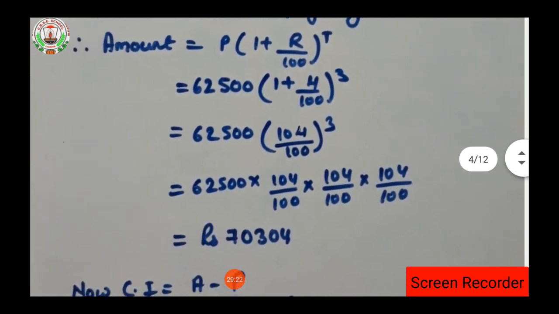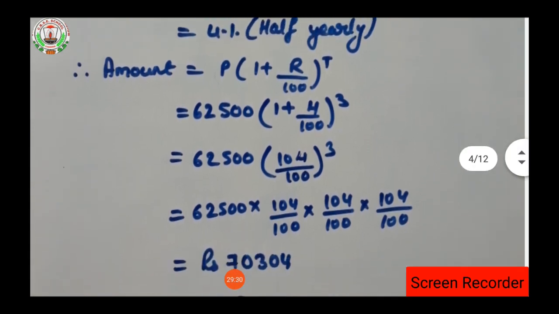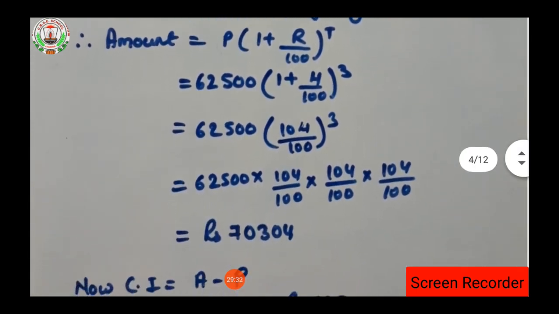Amount is equal to 22,500 into (1 plus 4 upon 100) whole to the power 3. 4 comes from the rate, 3 comes from the time. So cross multiplication will be there, or we can solve by the LCM method. So 100 plus 4 upon 100 will be 104 upon 100. So 62,500 into (104 upon 100) whole to the power 3. Whole to the power 3 means the fraction 104 upon 100 will be written 3 times.